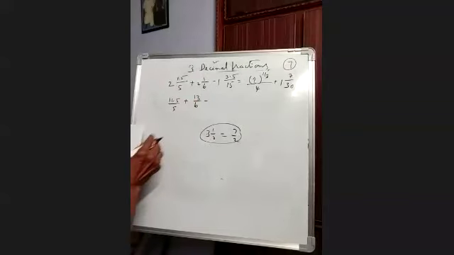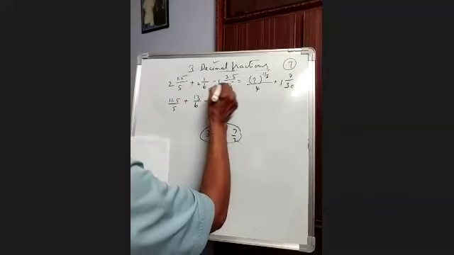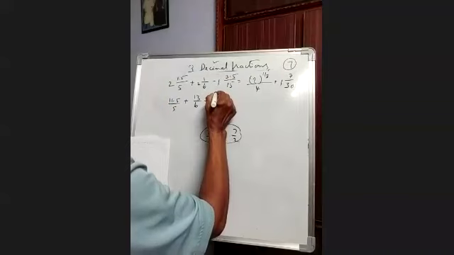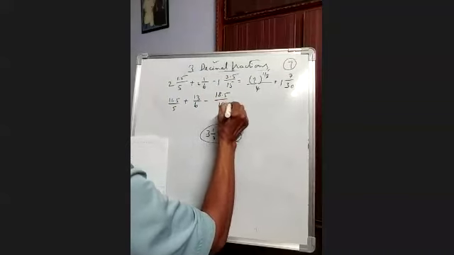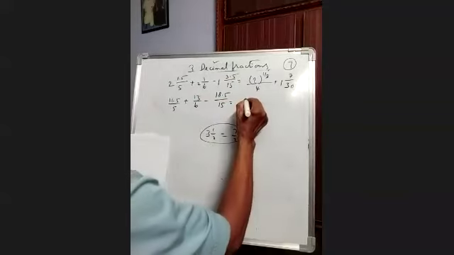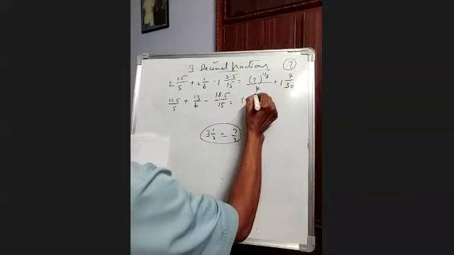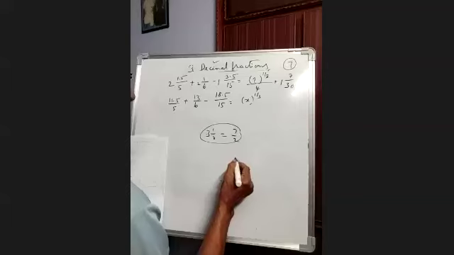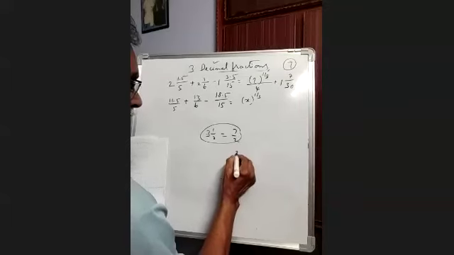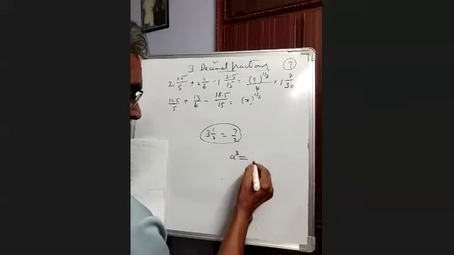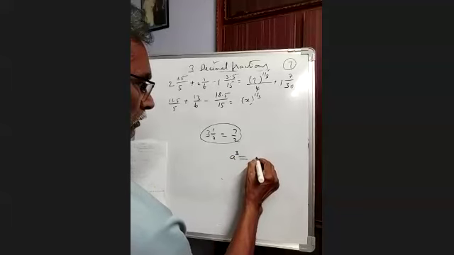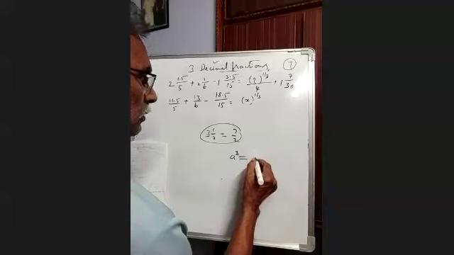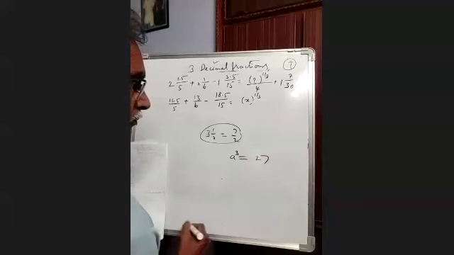Minus. Here, 15 into 1, 15. 15 plus 3.5, 18.5 by 15 is equal to, and it will be x, x to the power of 1 by 3. What is x to the power of 1 by 3? A cube is 27.